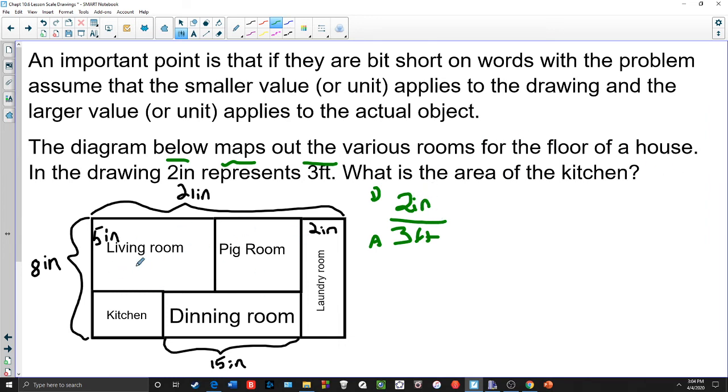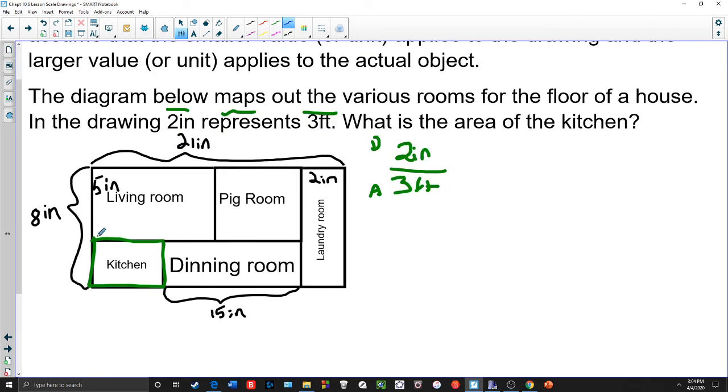Well, again, this is a composite figure. So if I want just the kitchen area, I'm going to do some subtraction because I can't figure out that rectangle by itself. So let's figure out how big this side here is first. The entire thing is 21 inches. We have that from here to here, that's 5 inches. And we know that from here to here is 2 inches. So we need to figure out how much is left for this side right here.